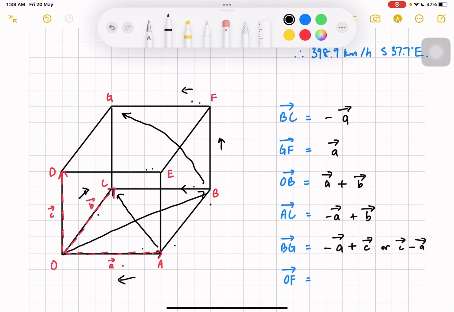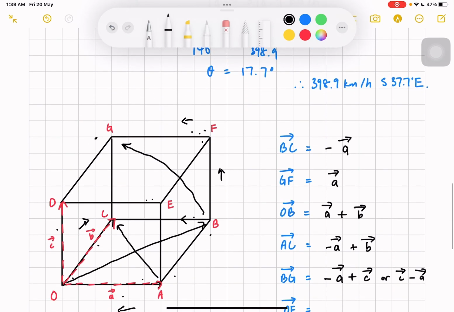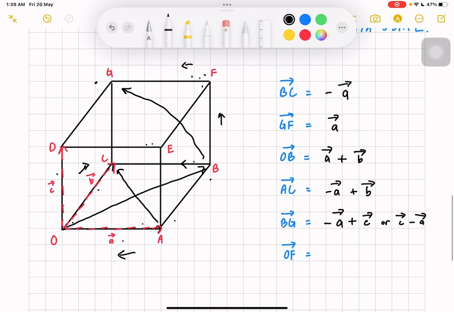OF. So for OF, we'll have to go up first, so we'll use vector C. Then we'll go straight and we'll use vector B, and we'll go right and we'll use vector A. So basically this is a combination of all three vectors, vector A plus vector B plus vector C.